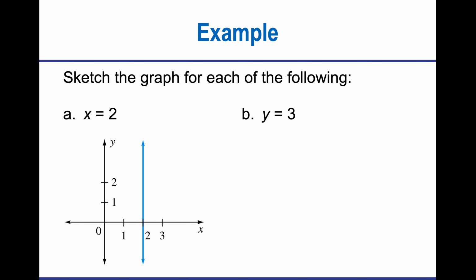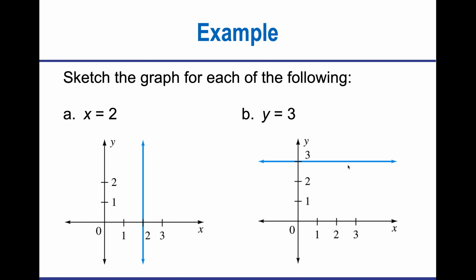So if I'm wanting to sketch the graph, this is where I know that x equals 2 is a vertical line and it's occurring at x equals 2 on the horizontal axis. Same thing with y equals 3. I'm going to go to the vertical axis and I'm going to draw a horizontal line across 3.